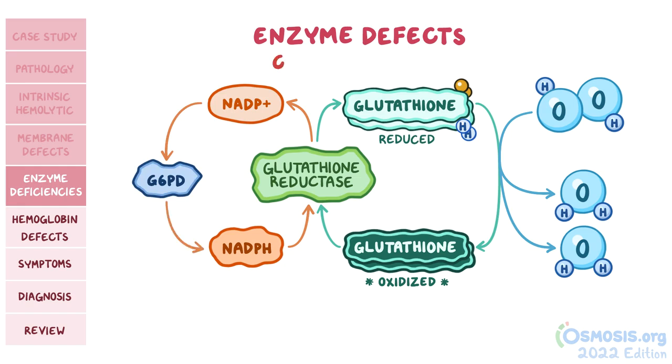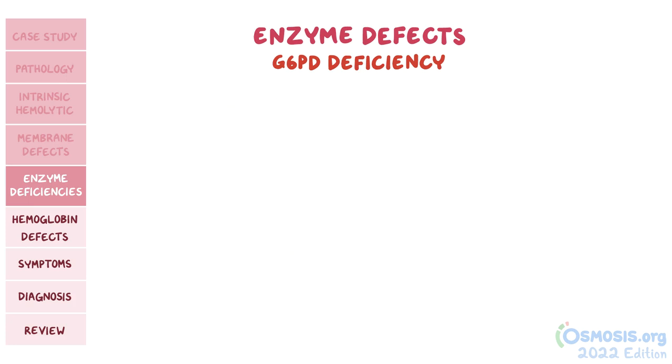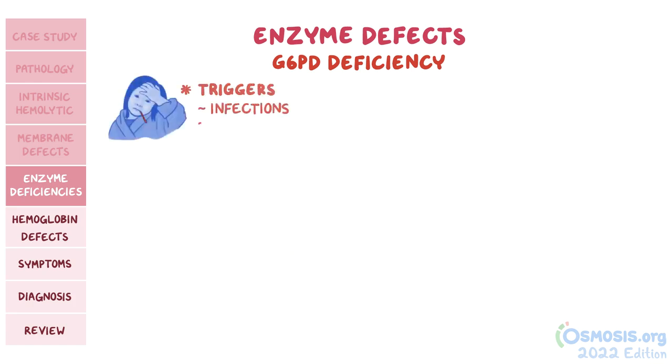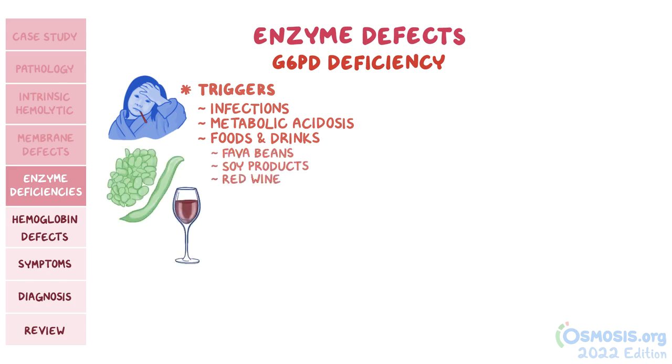Okay, so in G6PD deficiency, low levels of G6PD cause low levels of NADPH, leading to low levels of reduced glutathione and increased susceptibility to hemolytic episodes caused by free radicals. Hemolysis usually happens in response to certain triggers like infections, metabolic acidosis, and foods and drinks like fava beans, soy products, red wine, and others.